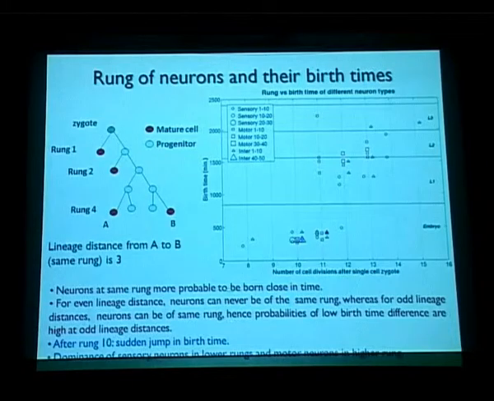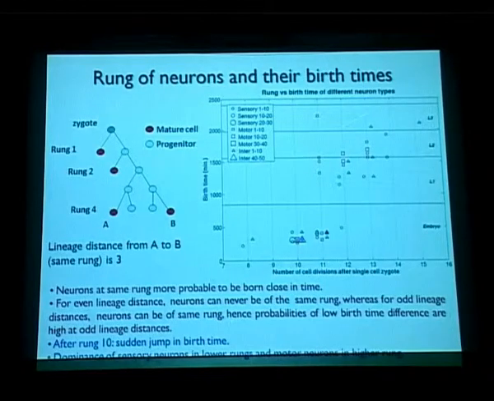So we went on to look at the number of cell divisions and birth time. Pretty much up to the 10th cell division, most of the motor, inter and sensory neurons show a very large number of cells being generated, and there is a big jump in the rung after the 10th division. As you can see, there's a huge number of cells being generated in L1, L2 after the 10th cell division.